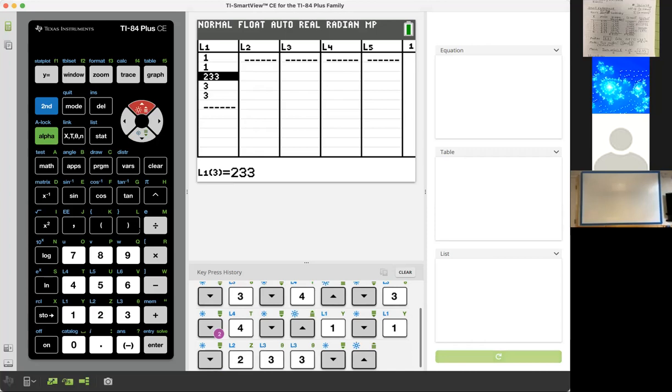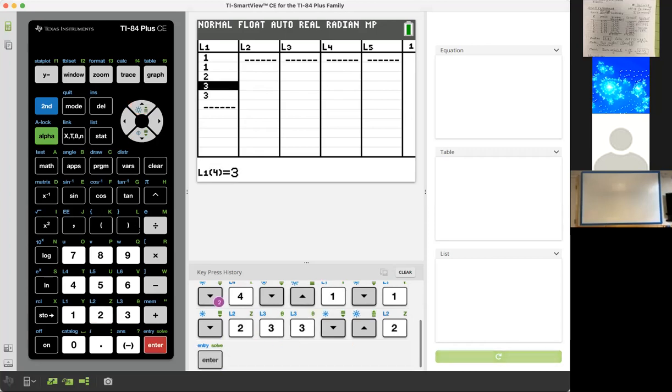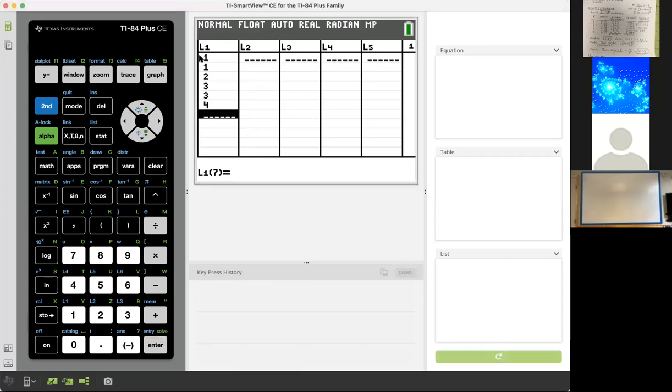1, 1, 2, 3, 3. Oh, I think I'm typing too fast for the poor calculator. 2, 3, 3, 4. Okay. I'm overdoing it with the buttons down here. But there's the list. Now, I liked making that table. It was fun. But if I was in a hurry, I wouldn't want to write all that stuff down.